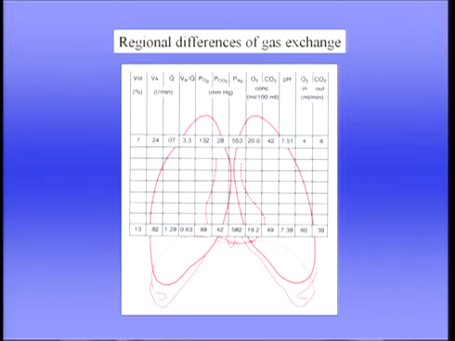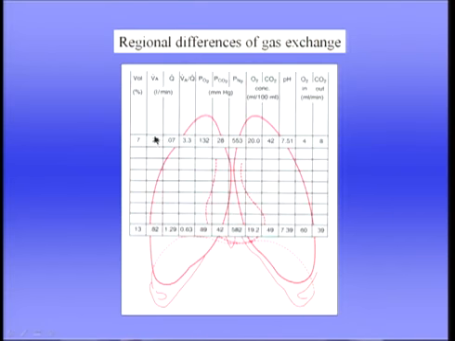What we're looking at here is a pattern, and the idea of this pattern is to show us how the ventilation perfusion ratio determines regional gas exchange. First of all, look at the volume of the slice. It's much less at the top of the lung than the bottom. That's just because of the shape of the lung.